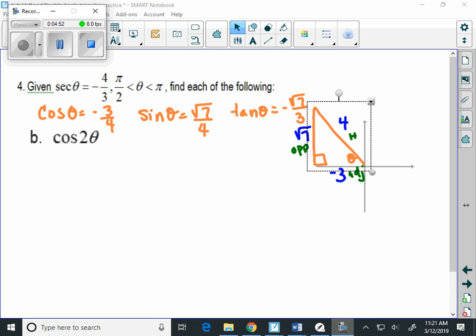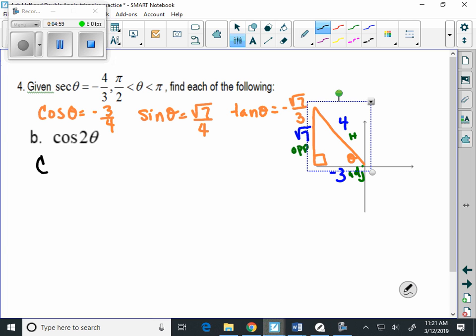Cosine of 2 theta here on part B. Let's fill in what the formula is. And it is cosine squared of theta minus sine squared theta. You will not be responsible for memorizing those. They will be provided to you.